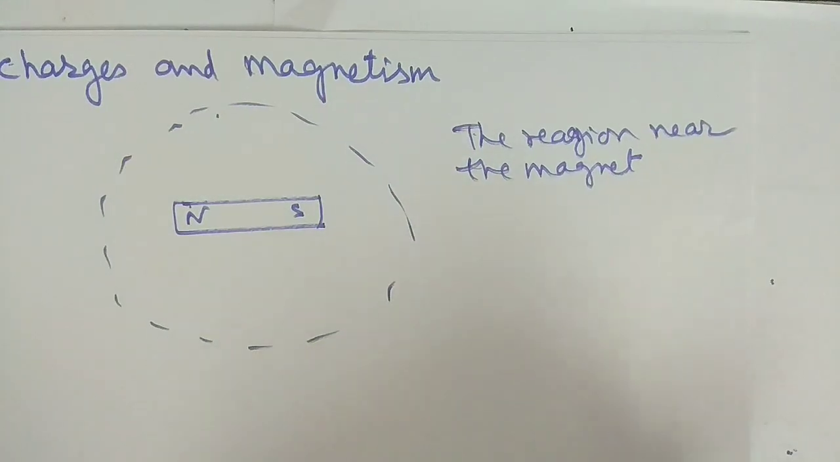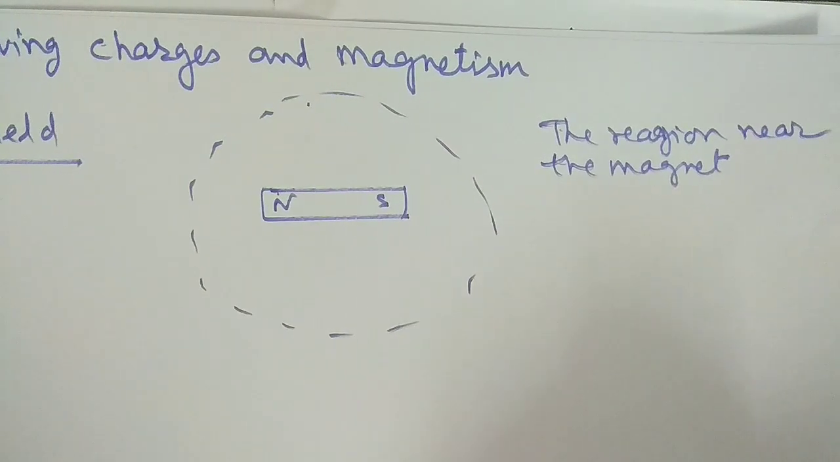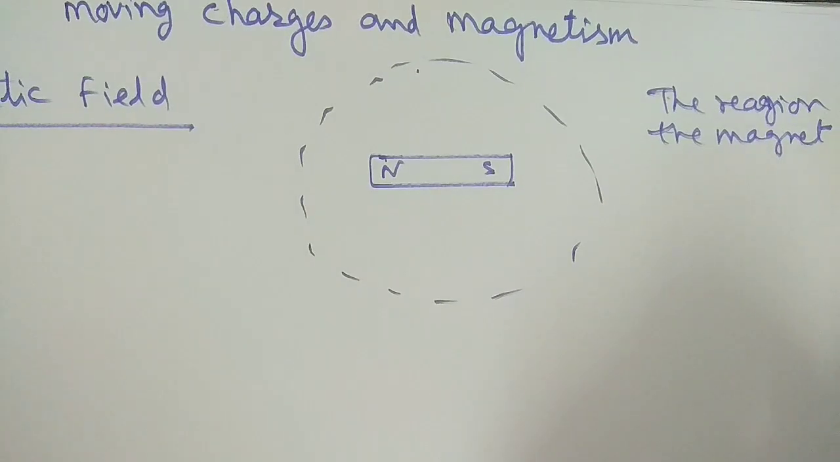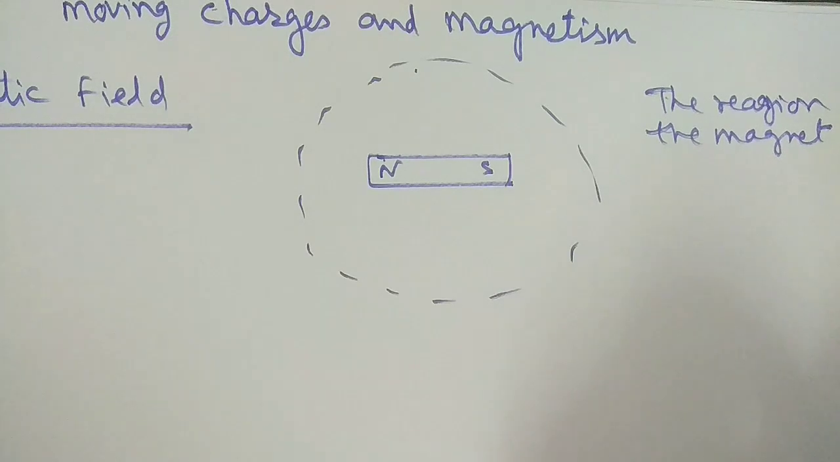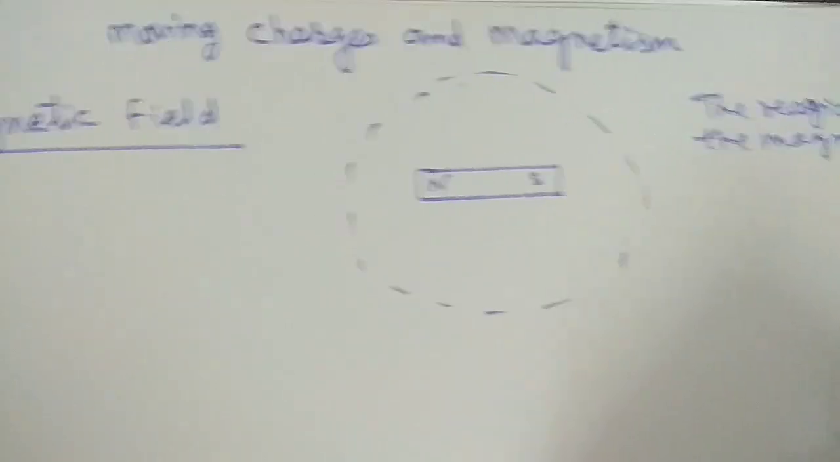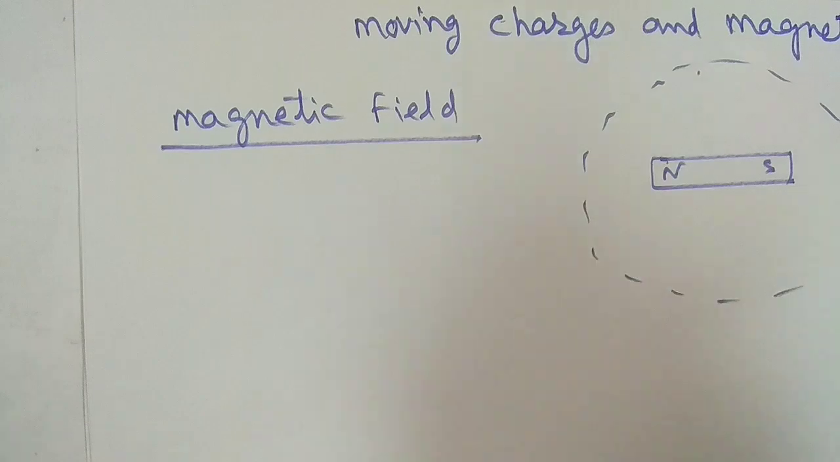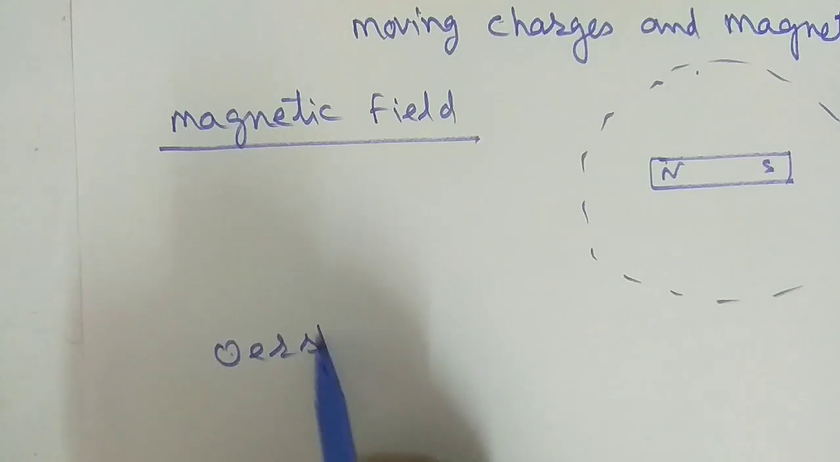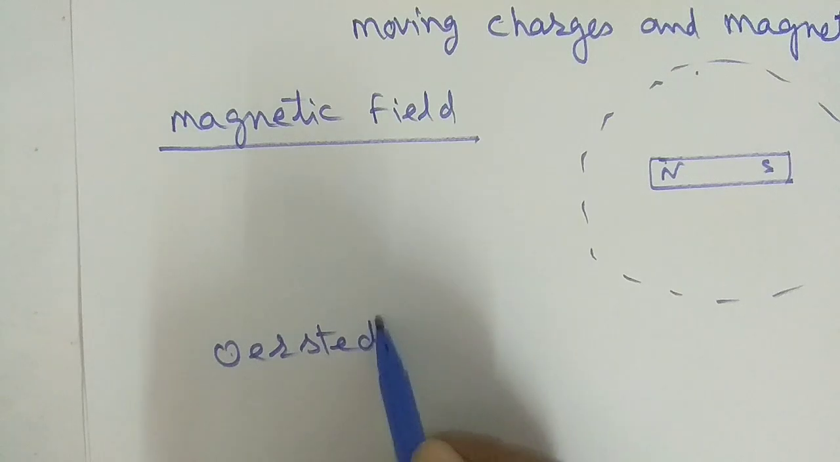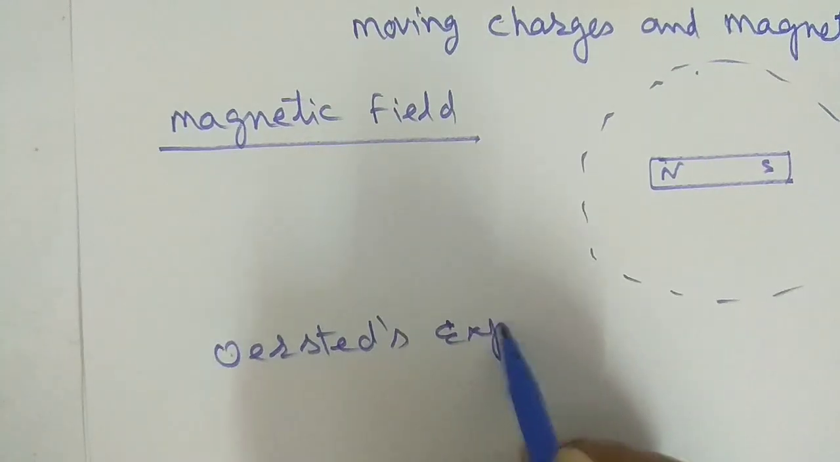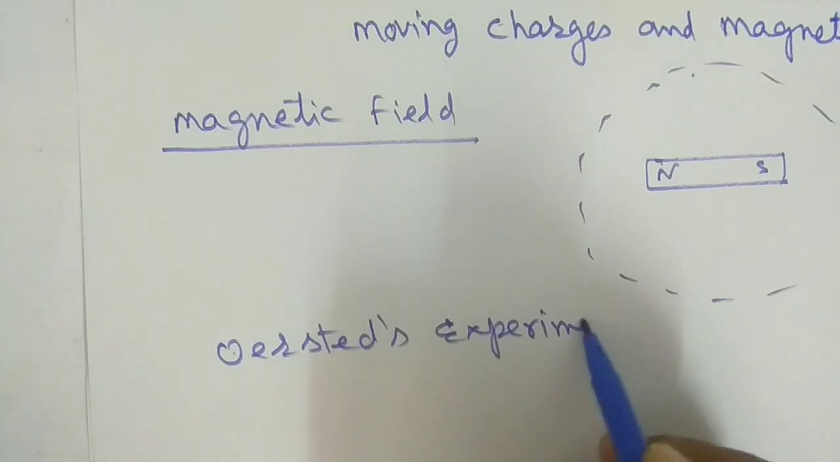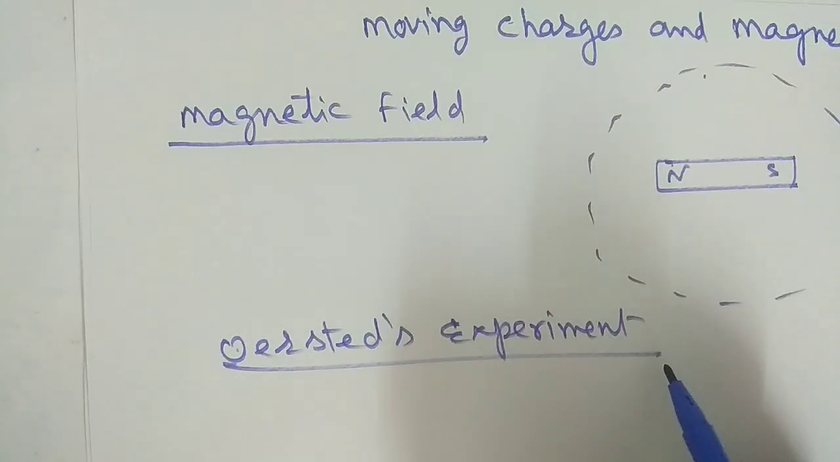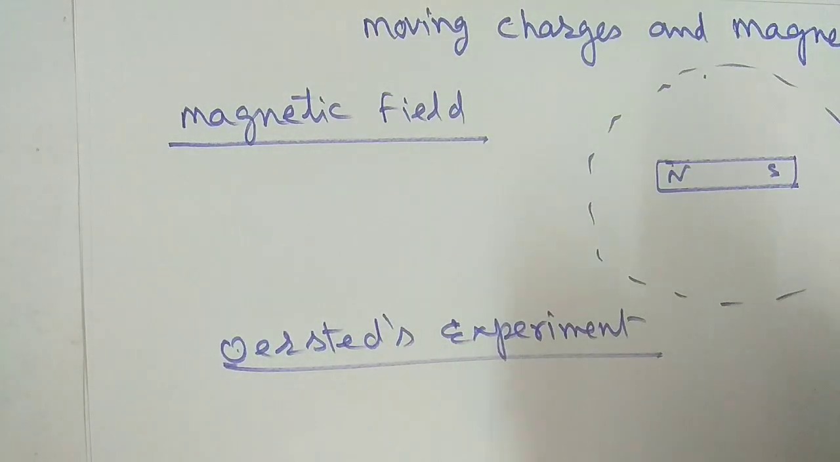Now, to see the clear effect of the magnetic field, Oersted explained for the first time how electric current produces the magnetic field. So we'll discuss a very important concept, that is Oersted's experiment. It is in class 10th also. Let me remind you through this topic.